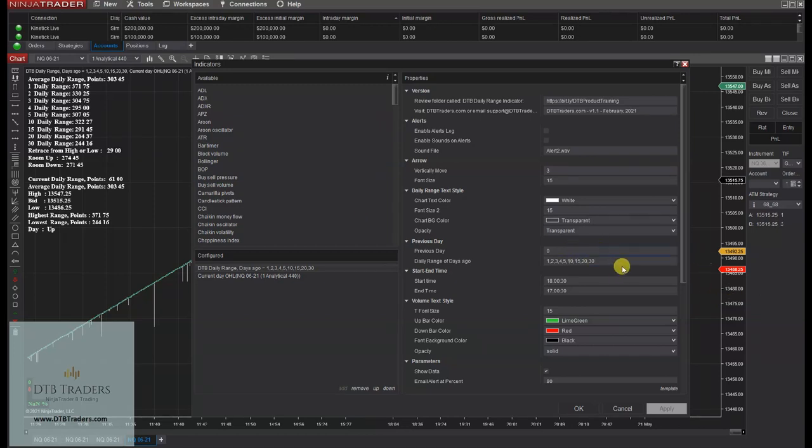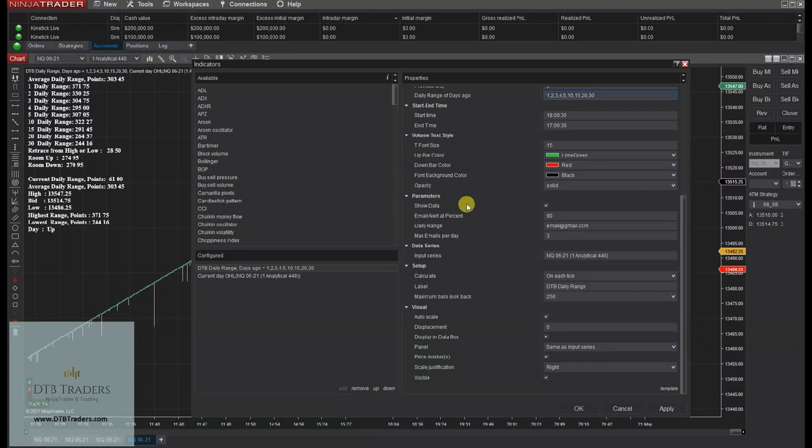So you can select over here, you can put commas over here, and you can basically add any days that you want. So you can even add a 60 day there, you can put a 90 day, you can put all different values in there, and it will basically add to the list on the left. So at the moment we've got 1, 2, 3, 4, 5, 10, 15, 20, 30. So those are the values that we've got in there for the daily range. The start time and the end time of the day is selected.